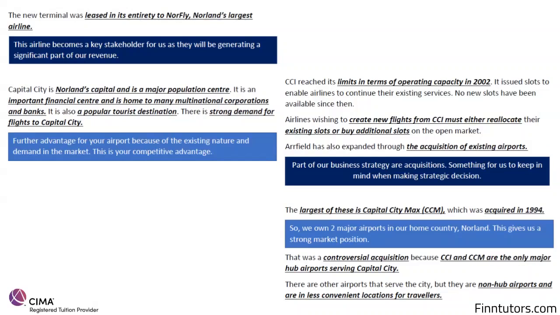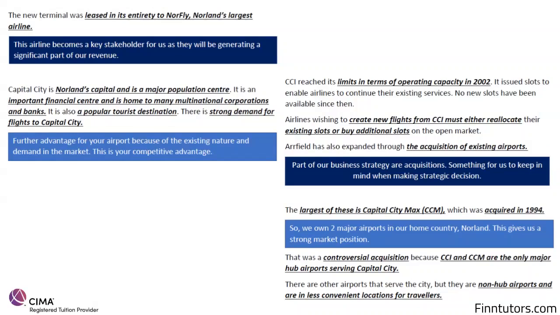It issued slots to enable airlines to continue their existing services. We know what a slot is. No new slots have been available since then because everything's taken up. Airlines wishing to create new flights from CCI must either reallocate their existing slots or buy additional slots in the open market. So you can ask another airline to sell their slot to you. You have nothing to do with it as an airport operator because you have already sold that particular slot.